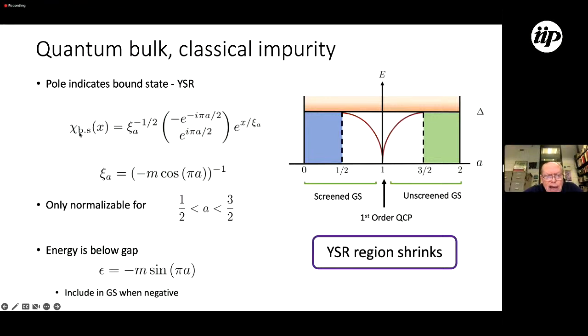Then we can have chi bound states of this form with this scale psi a determining the extent of the state. And the bound state is only normalizable if A is between a half and 3 halves. So you see that the YSR regime has shrunk now. In the fully classical problem, it was between 0 and 2. Now it's only in this part.